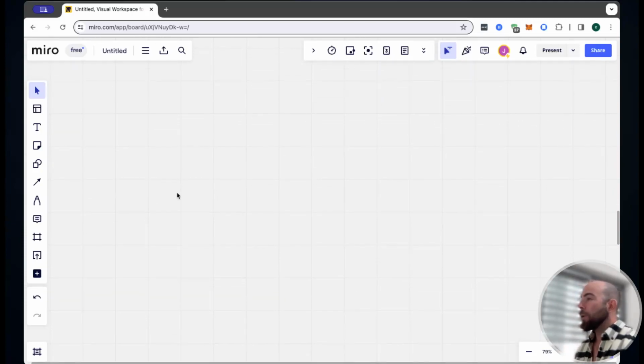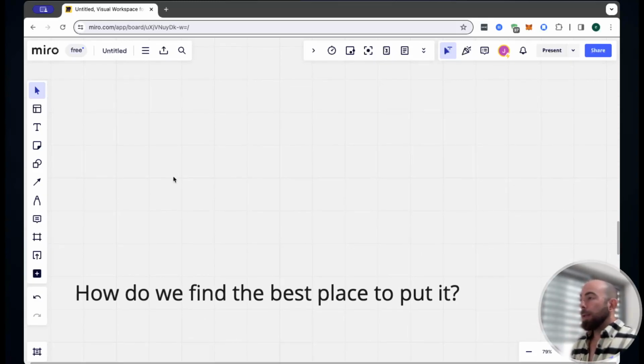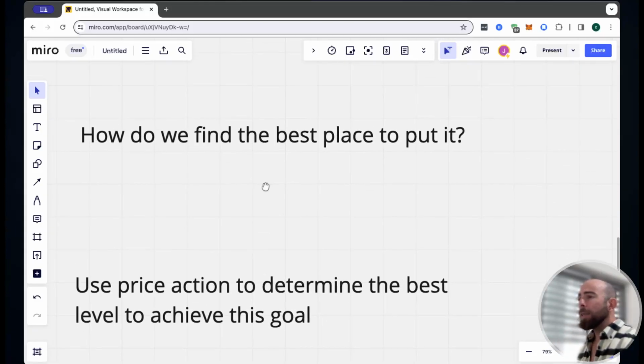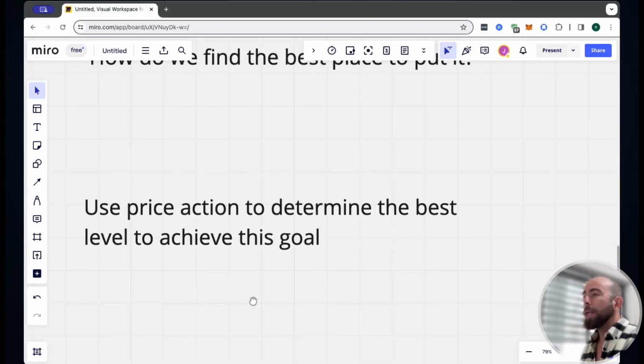Now that we understand the purpose and we understand the definition of a stop loss in my eyes, and we understand where we should apply the stop loss, we need to start understanding the technicals of how we actually find the best place, the best area, the best price level to apply the stop loss, right? And we have a few ways to do that. So we want to use price action to determine the best level to achieve this goal, all right?